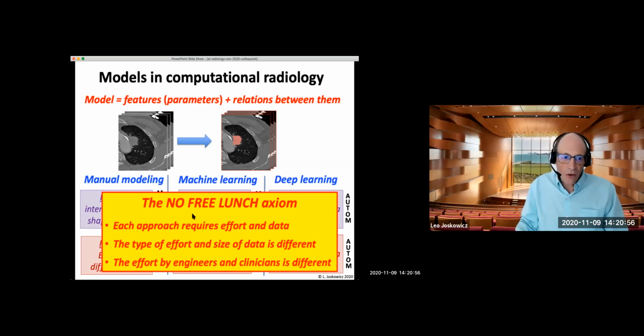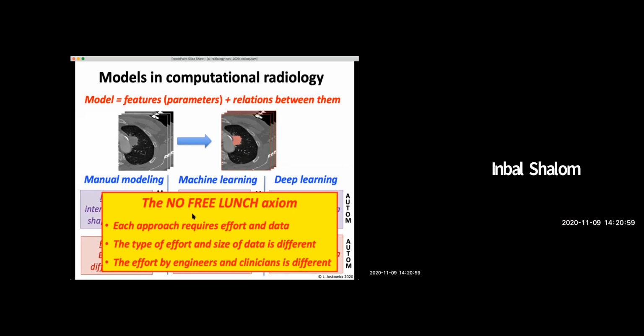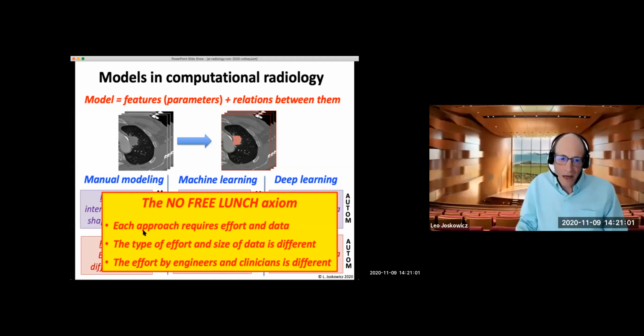Each one of these three approaches requires an effort and data. The type of effort and the data is different. For example, in manual modeling, you only need a few examples. You need to interview the radiologist, understand what's going on, and then code that, okay? At the other extreme, for deep learning, you basically can tell the clinician, I don't really need to understand what you're doing, just send me the data, give me examples, and based on that, the network is going to learn by itself.